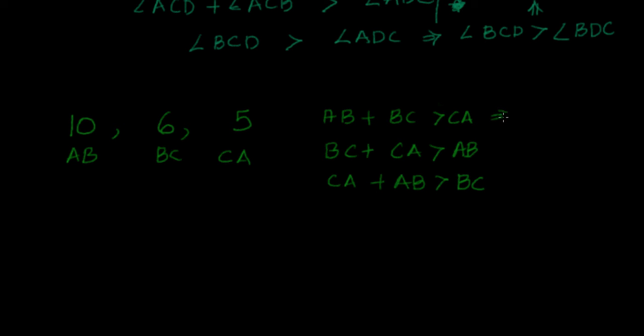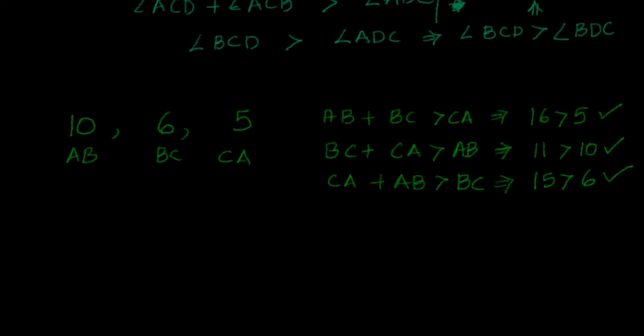First let's look here. AB plus BC, 10 plus 6, 16 is greater than 5. Perfect. Let's look at the next one. BC plus CA, 6 plus 5, 11 is greater than AB, 10. Perfect. CA plus AB greater than BC, which gives me CA equal to 5 plus AB 10, 15, which is greater than 6. So you can form the triangle.